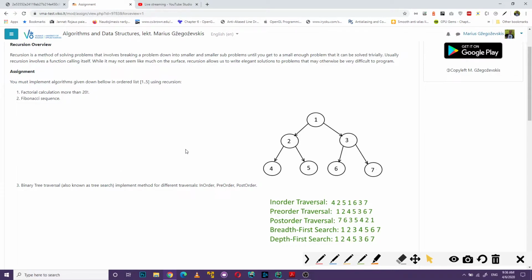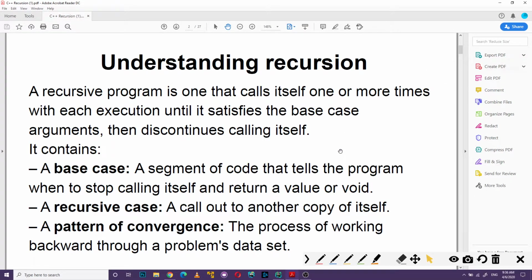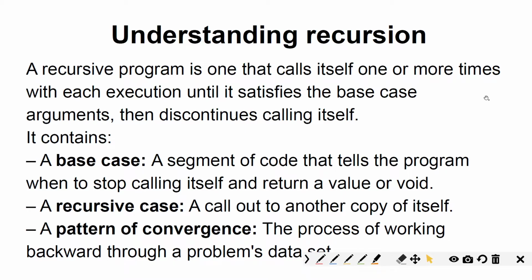And now I would like to start our lecture notes. First we'll look into understanding recursion. A recursive program is one that calls itself one or more times with each execution until it satisfies the base case arguments and discontinues calling itself. You need to understand the base case, the recursive case, and the pattern of convergence.